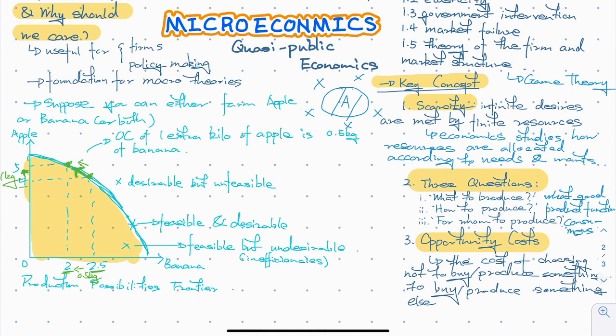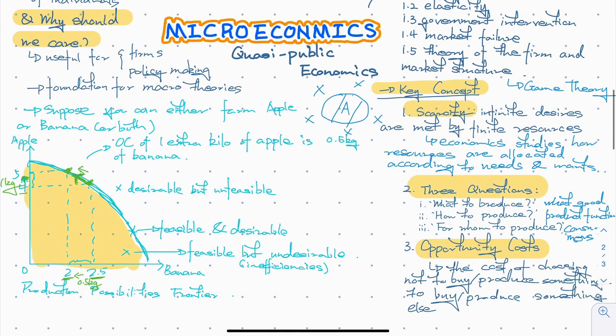How it makes sense is that in order to have 1 extra kilo of apple, you're giving up 0.5 kilos of banana right here. Obviously, this graph is not in proportion, so it just shows what it means, but it's not to scale. And this is opportunity cost.